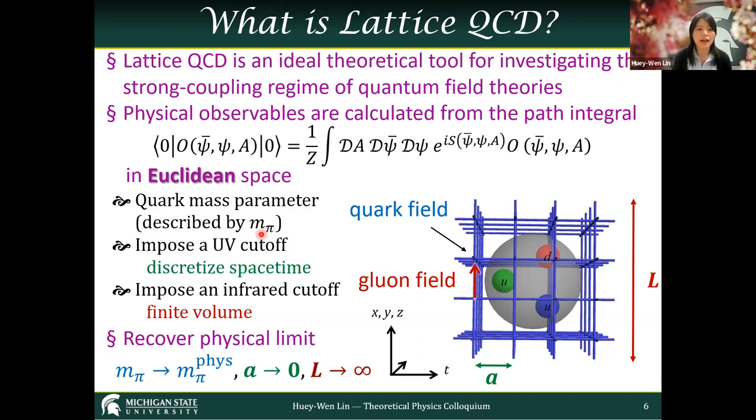And we also have an ultraviolet cutoff. That means that we have a small lattice spacing.